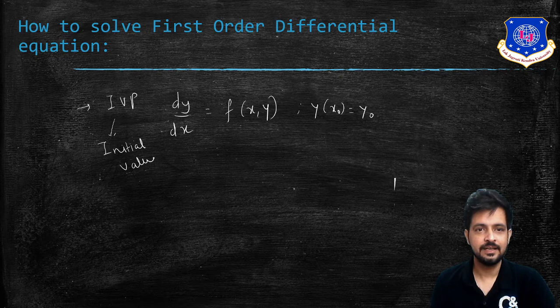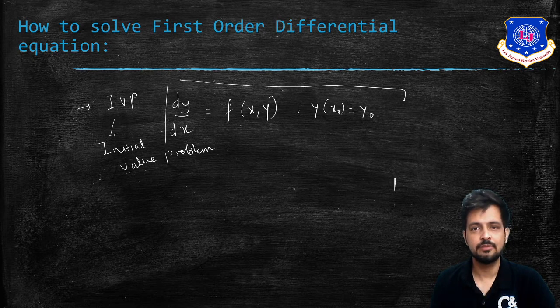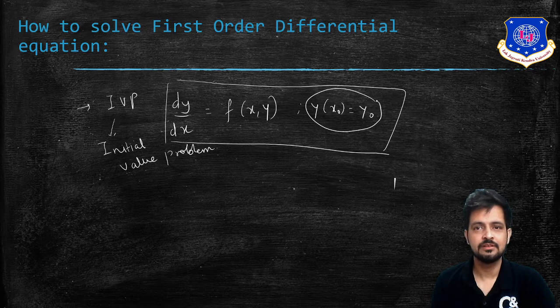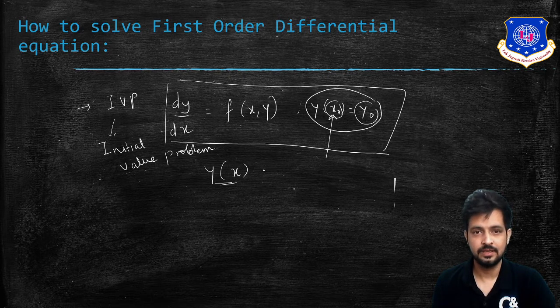IVP is the initial value problem. So in an initial value problem, dy by dx is equal to f of x will be given, and the initial values will be given. The value inside the bracket is the value of x0, and the value outside will be the value of y0. And if they are asking to find the value of y of x, then we have to take the step size.